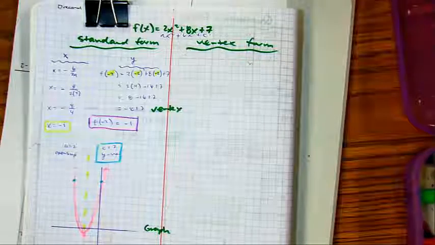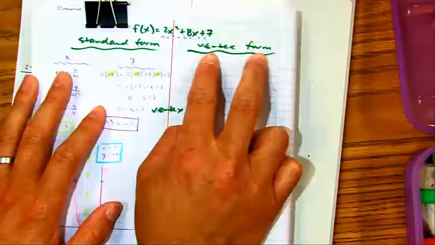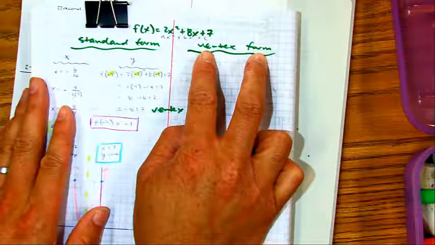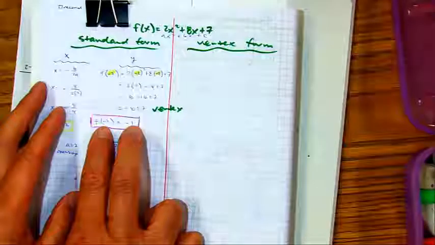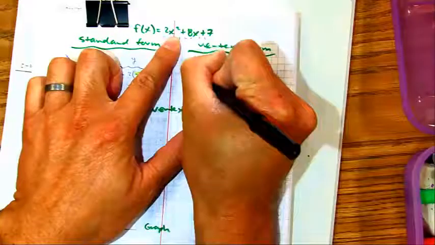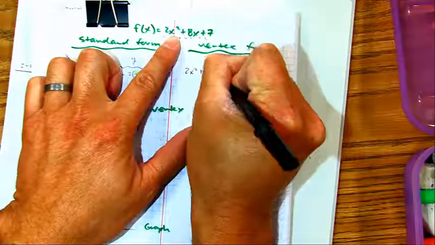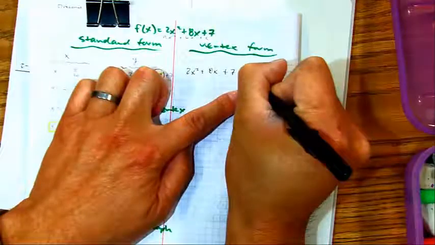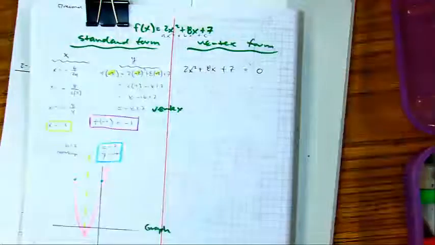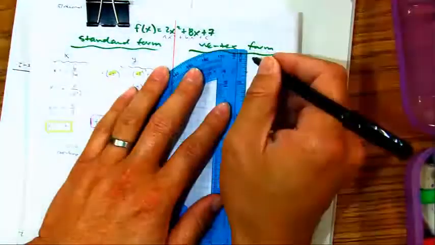So we have standard form, and we're going to transform into vertex form. And we already know what the answer is if I'm trying to find the vertex. The answer is already -2, -1. So let's go ahead and write down this problem. 2x squared plus 8x plus 7 equals 0. Draw a line down our equal sign.